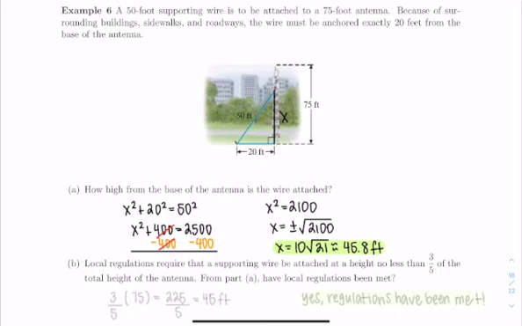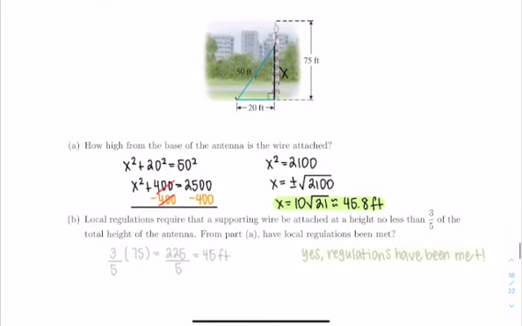Local regulations require that a supporting wire be attached at a height no less than 3/5 of the total height of the antenna. From Part A, have local regulations been met? Well, the total height of the antenna is 75 feet. So let's figure out what 3/5 of 75 is.